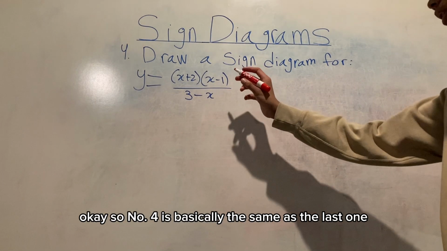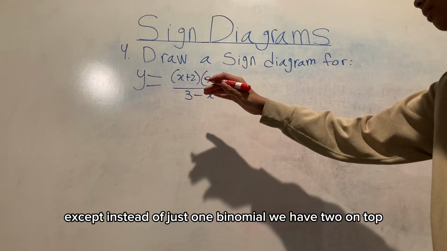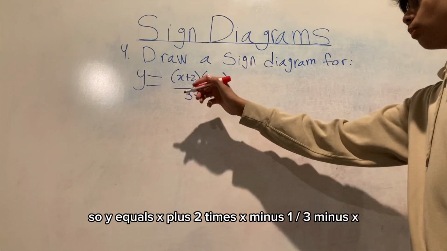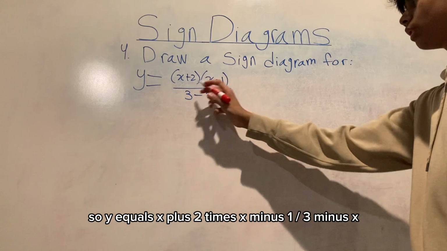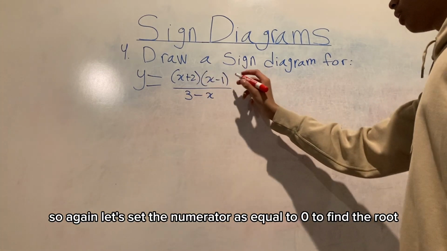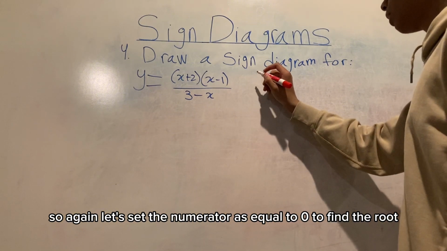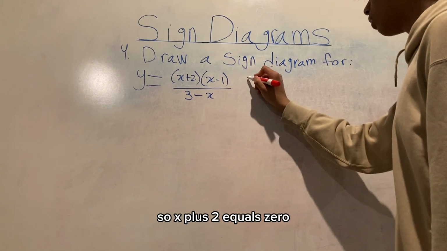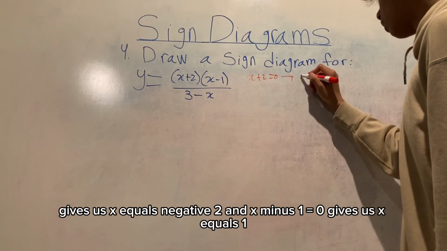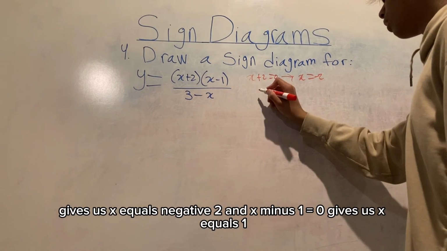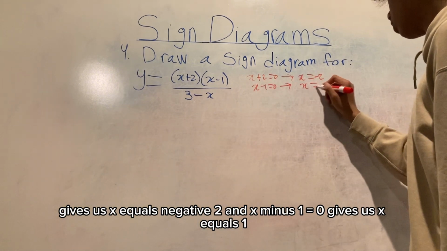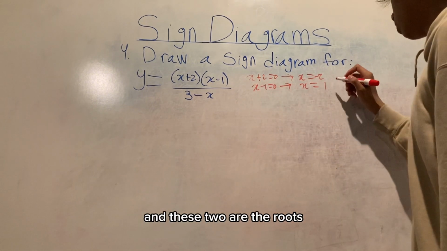Okay, so number 4 is basically the same as the last one, except instead of just one binomial, we have 2 on top. So y equals x plus 2 times x minus 1 divided by 3 minus x. So again, let's set the numerator equal to 0 to find the roots. So x plus 2 equals 0 gives us x equals negative 2. And x minus 1 equals 0 gives us x equals 1. And these two are the roots.